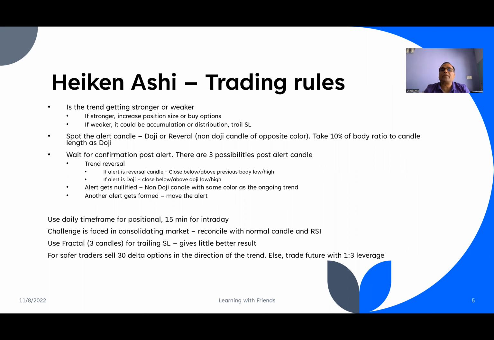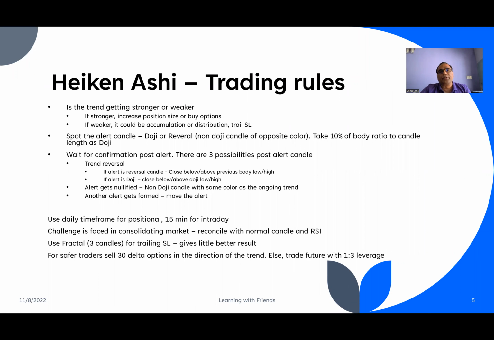We still don't have to turn our trade, as in flip our trade, but we need to probably move our stop loss. So that is one way we can do a trailing stop loss. There is another way using fractal, which I trail, and that fractal one gives little better result, and I'll talk about that.